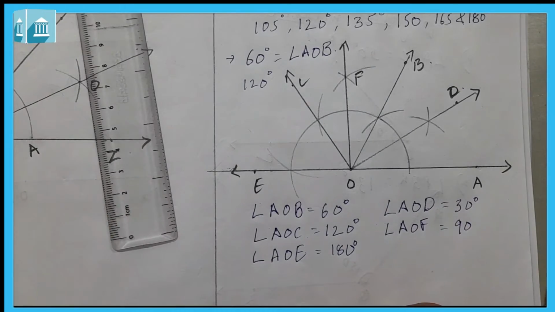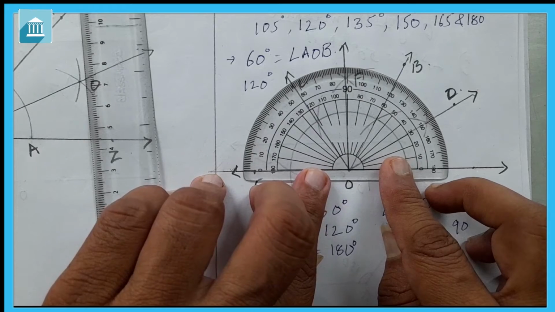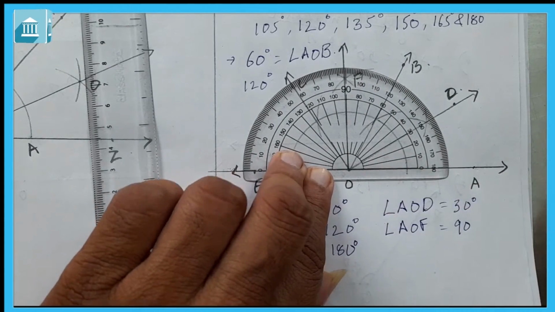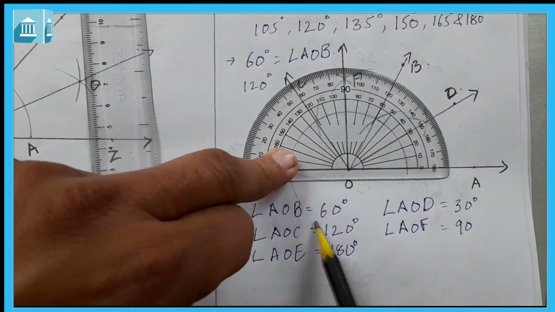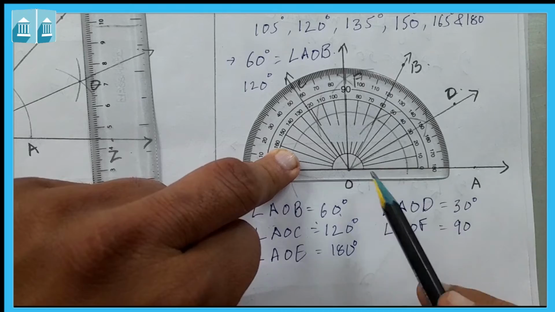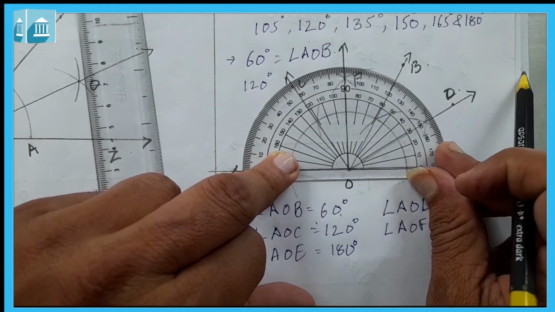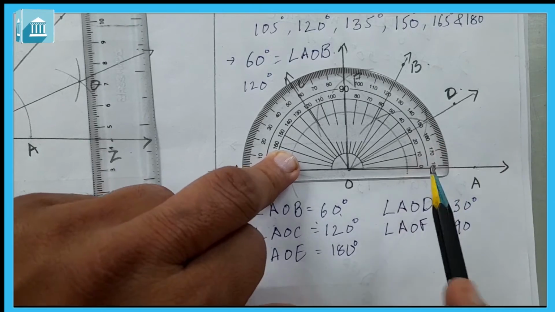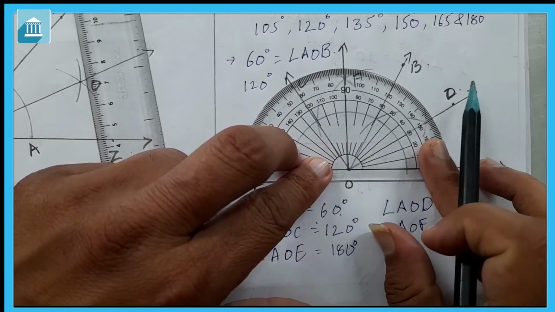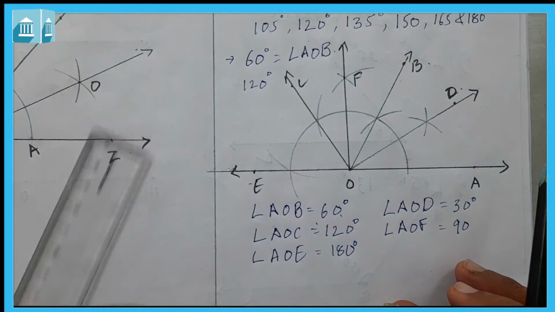Now if we want to see whether all these are correct or not, see. Now we can see that angle AOB is 60 degree. Then angle AOC, see this angle AOC is 120 degree. Then angle AOE is 180 degree. This is 30 degree. So in this way we can draw others also.